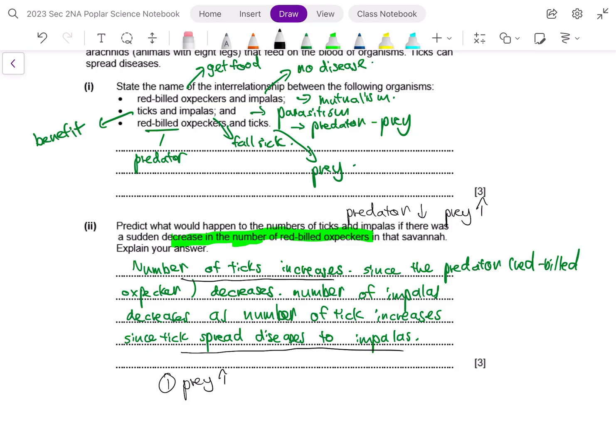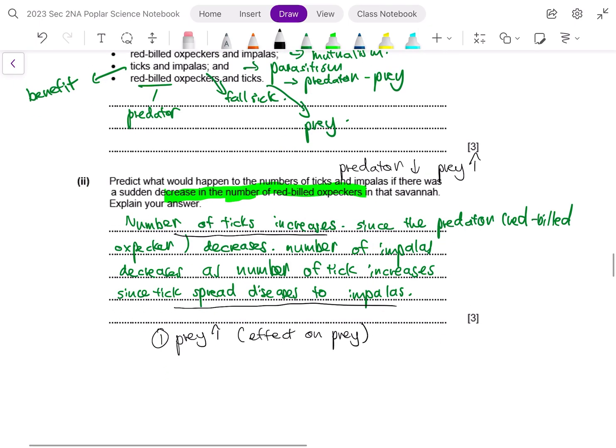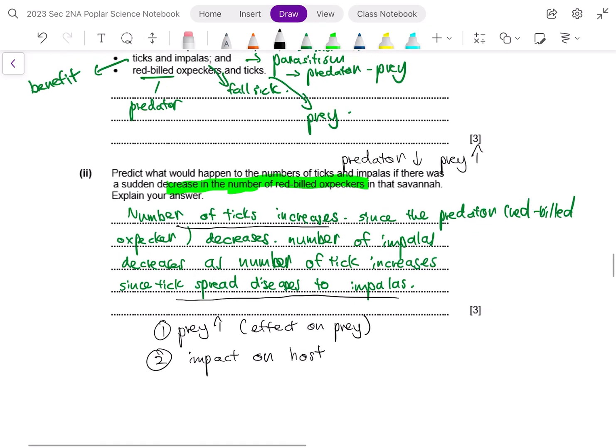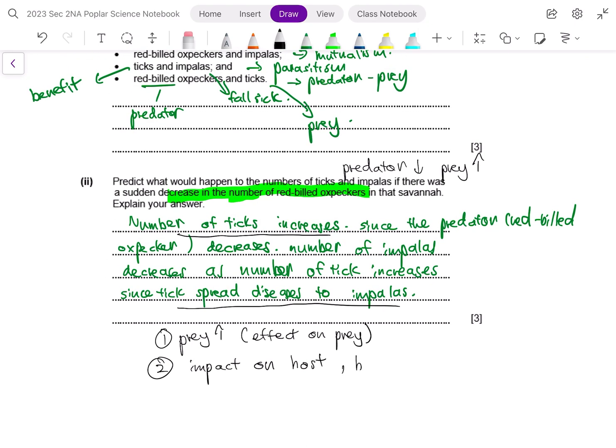Okay, effects on prey. This part is the effect on prey. Okay, the effect on prey is that the number of prey will increase. Then after that, the impact on the host. Because it's a parasitism relationship, the host, very obvious, will drop, which in this case is the impalas. Then the reason for the drop. So we break into these 3 points down here.